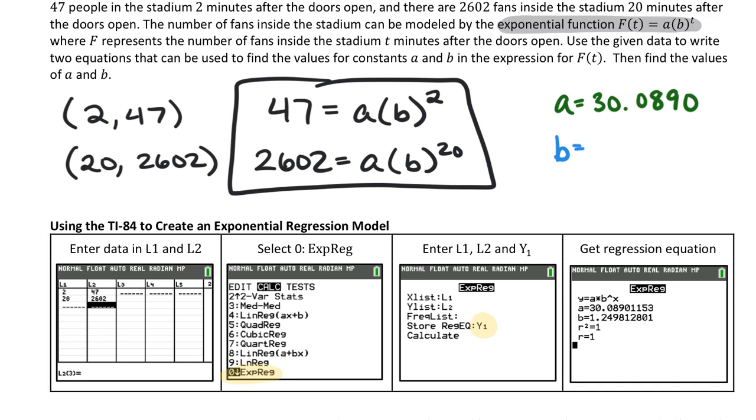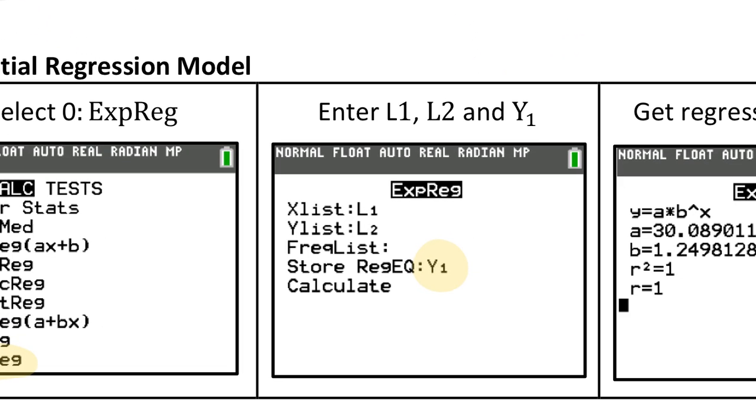How did I get the Y1? Thank you so much for asking. If we forgot, this is alpha, trace, enter. It's a shortcut menu.